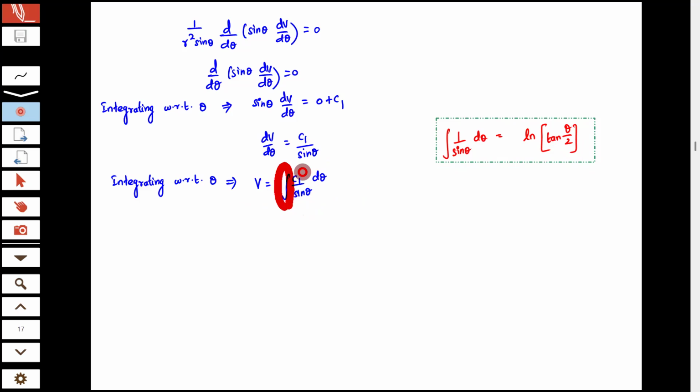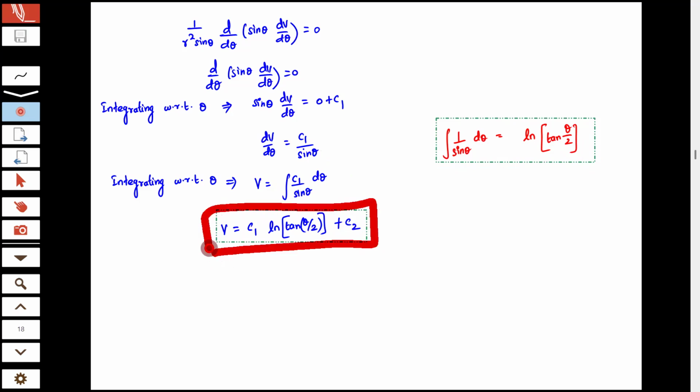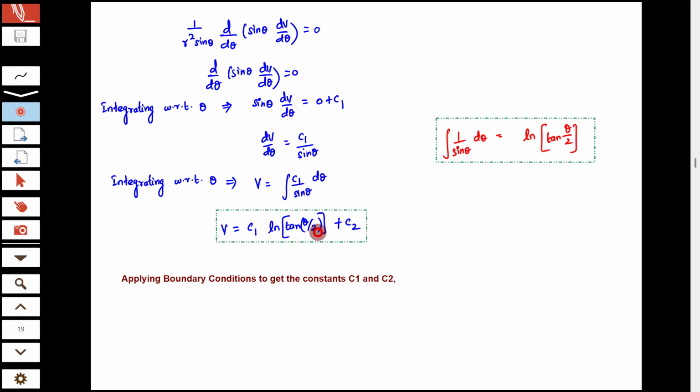Since no limits are provided, we have to write integration constants after every integration. Now, v is equal to c1 into logarithm of tan theta by 2 plus c2. This is the potential function v, which is having a variable only theta. Now, we have to find the constants c1 and c2 by applying the boundary conditions.